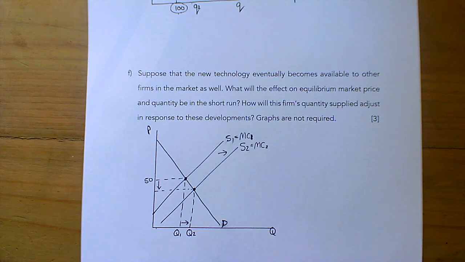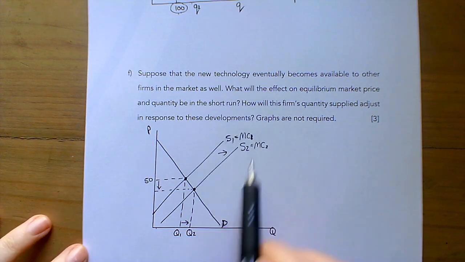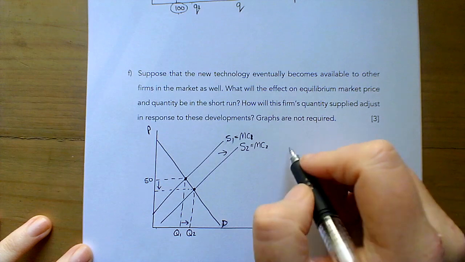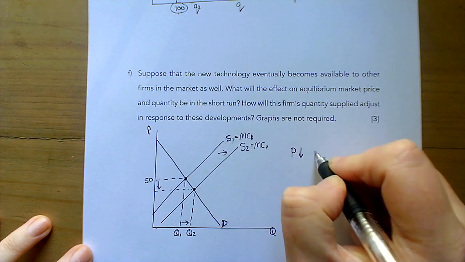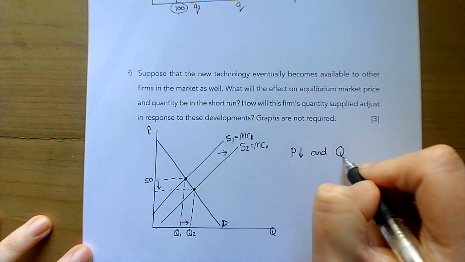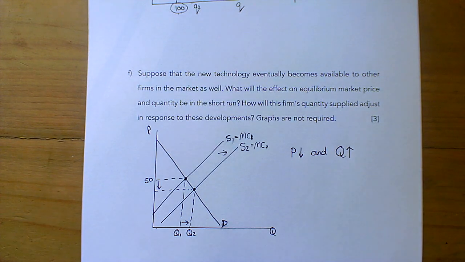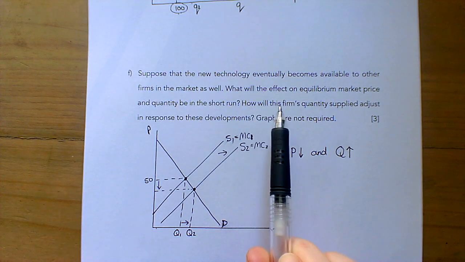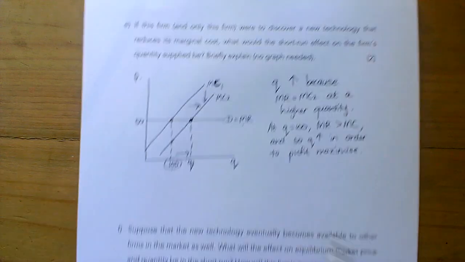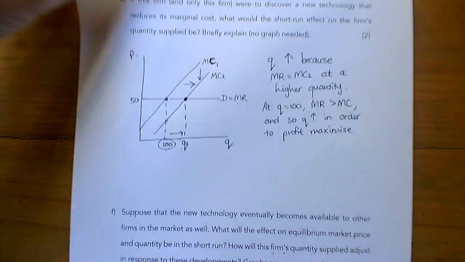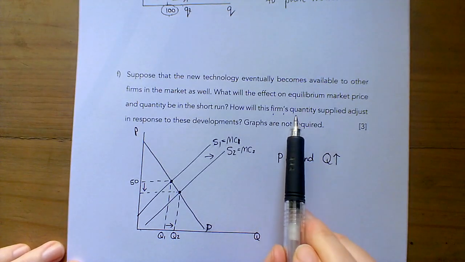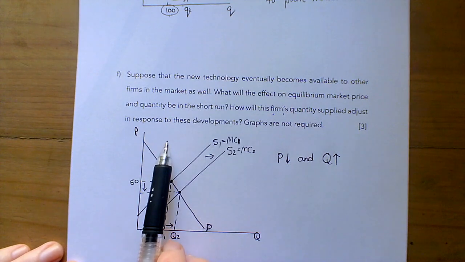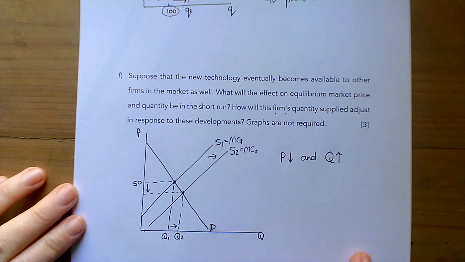So the effect on the equilibrium market price and quantity in the short run of this lower cost of technology is that the price in the market would fall and the quantity in the market would increase. The second part of this question then asks, okay, but then how will this firm, the early adopter, the first adopter of this technology, how would their quantity supplied adjust in response to these developments?